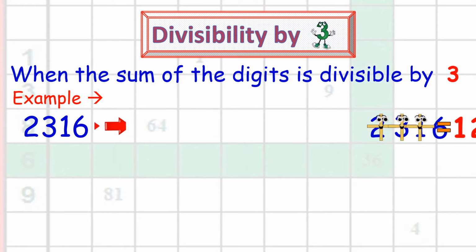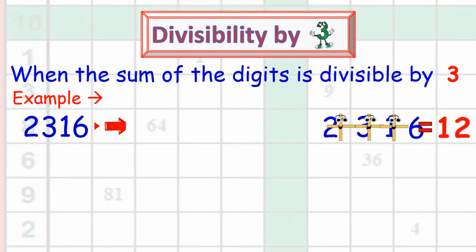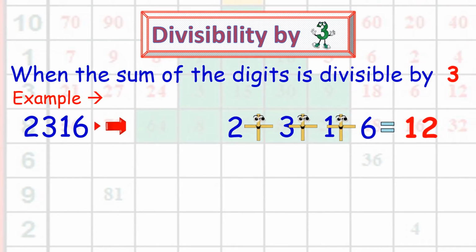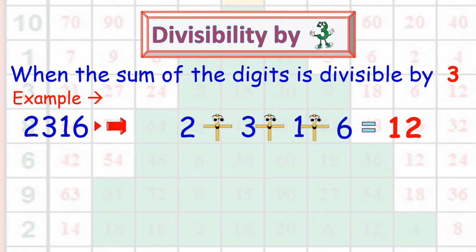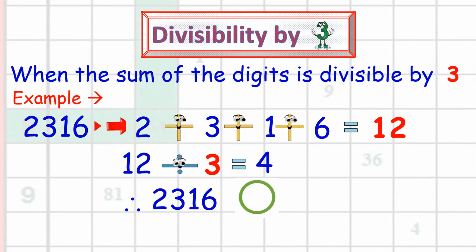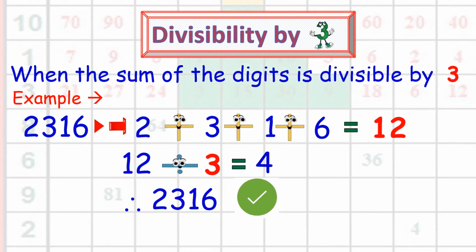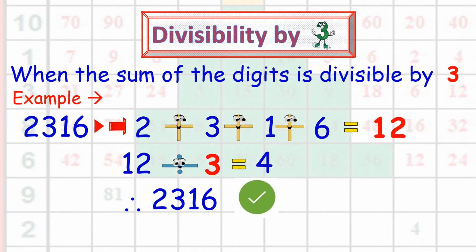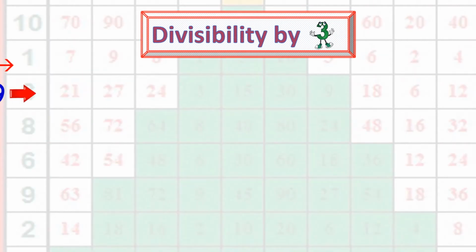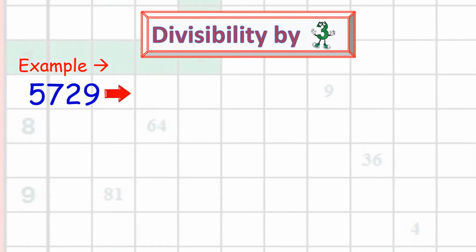2316. So first we have to find out the sum of the digits. That is 2 plus 3 plus 1 plus 6. Let us see what happens. Now as you have seen on the slide, the sum of all these 4 digits is equal to 12. And we all know that 12 is divisible by 3. So 2316 is divisible by 3. Isn't it easy?